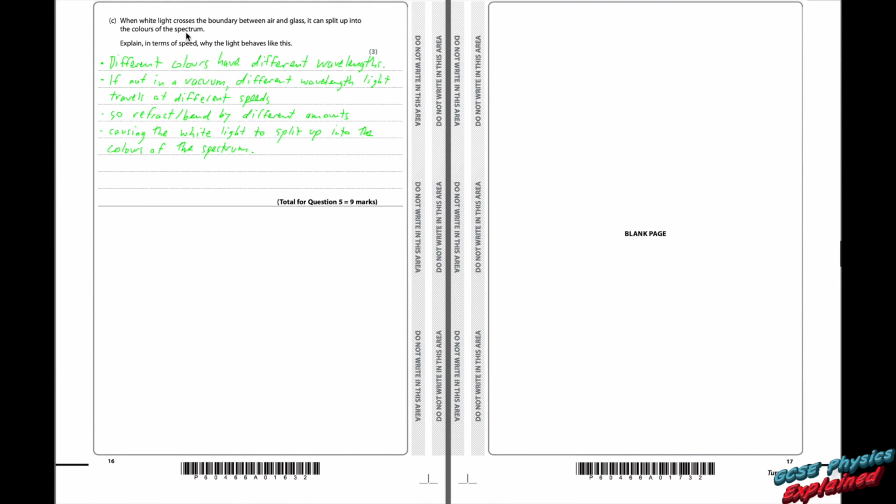Part C. When white light crosses the boundary between air and glass, it can split up into the colours of the spectrum. Explain in terms of speed why the light behaves like this. Okay, well, different colours have different wavelengths. If it's not in a vacuum, different wavelength light travels at different speeds. So they'll refract or bend by different amounts, causing the white light to split up into the colours of the spectrum, which is what we call dispersion.